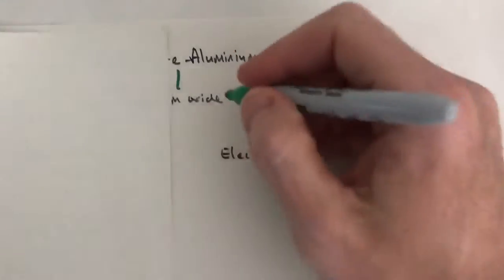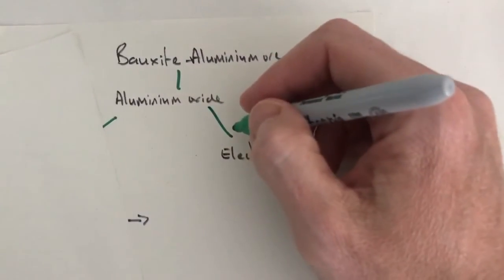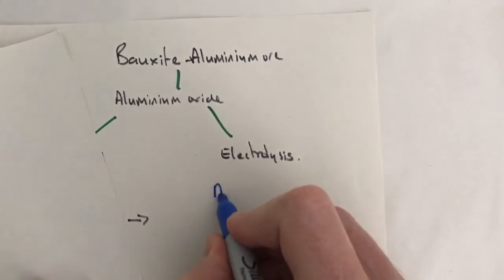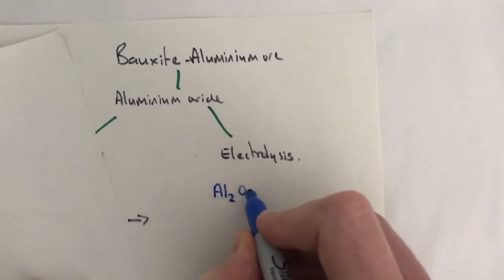Let me just cover this bit over. So we take our aluminium oxide and we're going to undergo electrolysis. Now remember, electrolysis is taking a compound and making it undergo decomposition, breaking it down using a DC, direct current, electrical supply. And in this case, our compound is aluminium oxide.